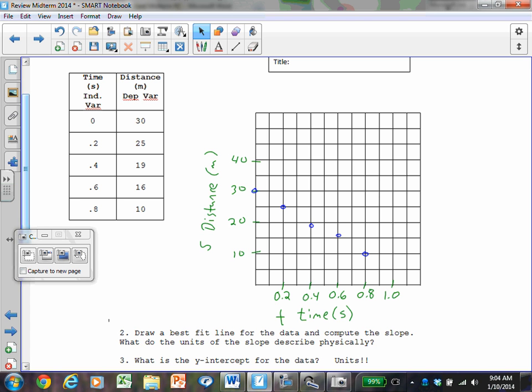I cut it off, but number 1 said to plot the data and things like that. Number 2 says to draw the best fit line for the data and compute the slope. What do the units of the slope describe physically? So if I put the line on here, Lorena, how will I go about doing that? Do I just connect the points? It has to be straight, right? So we could get a ruler.